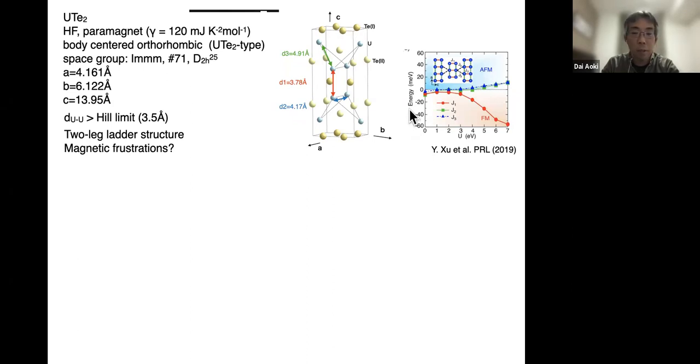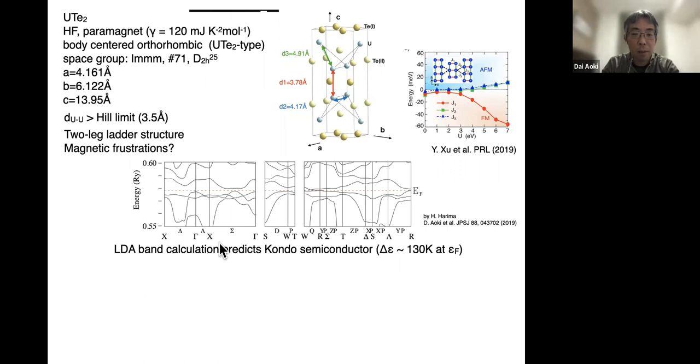And from the band calculation, the bare LDA band calculation shows Kondo semiconducting behavior. So this is the band structure, and here is the Fermi energy. You can see the small gap appears at the Fermi energy around 130 Kelvin, and the band is rather flat. So this is something like Kondo semiconducting behavior. But in reality, uranium ditelluride is a good metal. So this is not the real case.